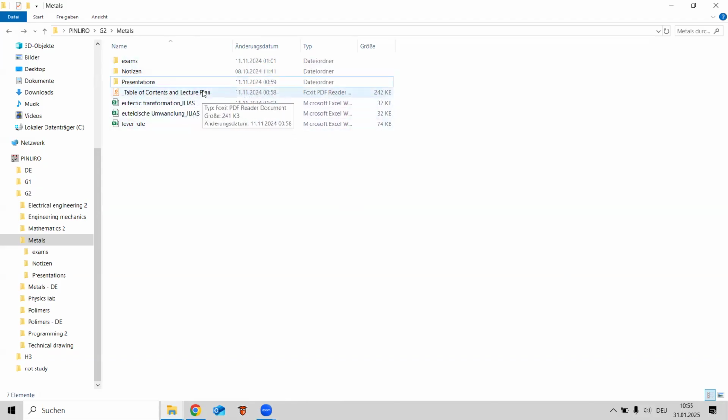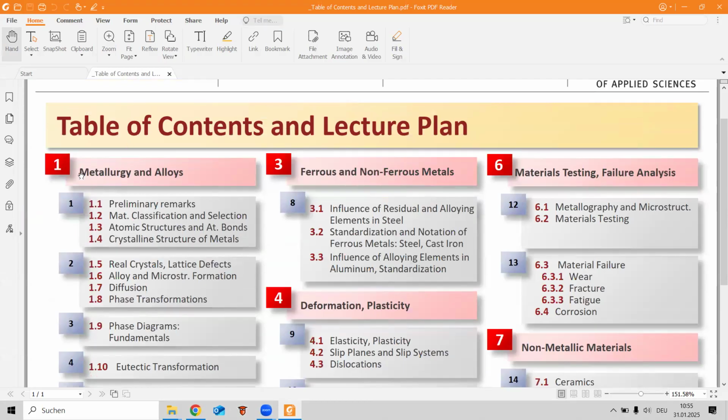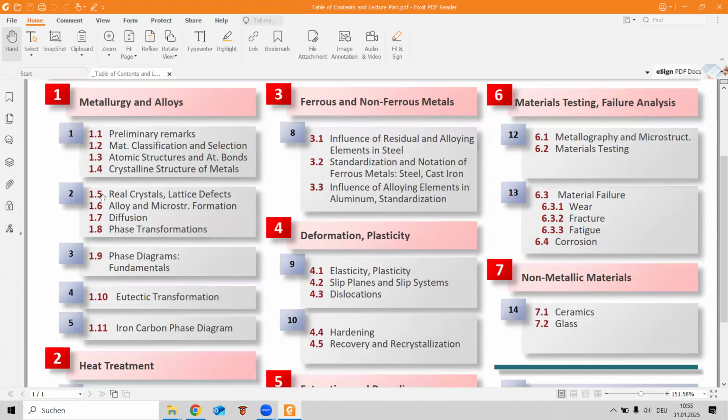So, if we start as a general review of all topics, we will start with metallurgy and alloys, with primary remarks, classification and selection of material, atomic structures and bond types, crystalline structure of metals. Then we have real crystals, lattice defects, microstructure formation, diffusion, phase transformation, phase diagrams, fundamentals, eutectic transformation, and the iron-carbon phase diagram.